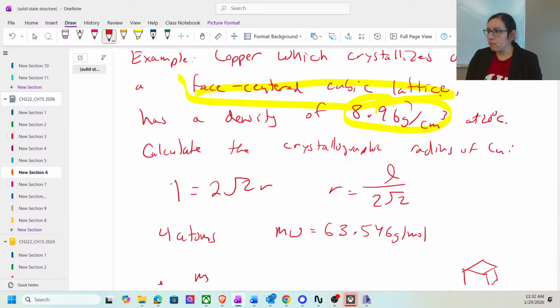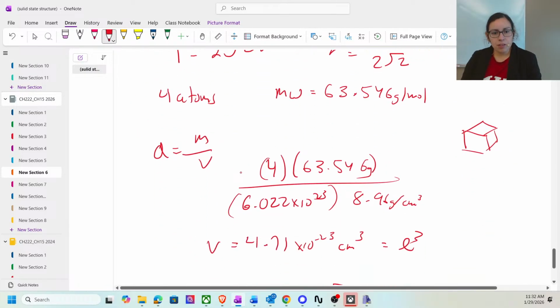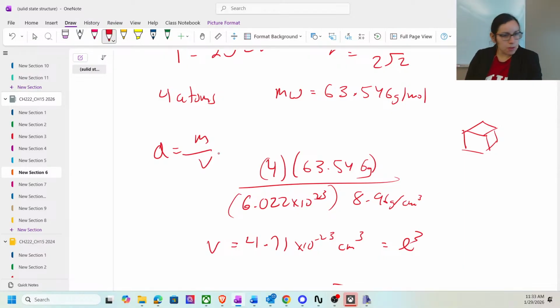And then you're given the density. So then you have to set up density equals mass over volume, where again you're calculating the volume of the unit cell. So that's where this came into play. Solve for volume, right? Mass divided by density. That's also what we were doing here. And then again, just getting the mass of the individual atom with this correction.